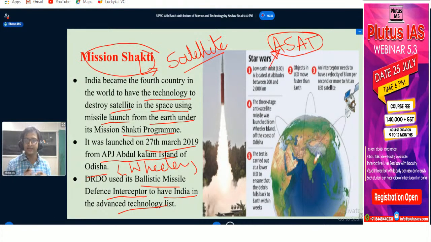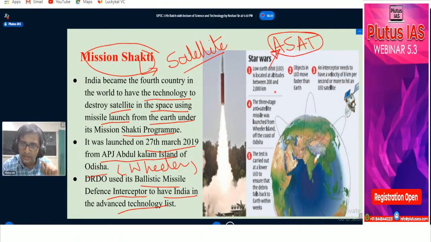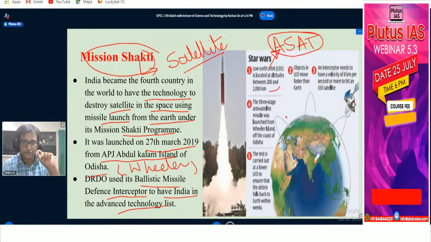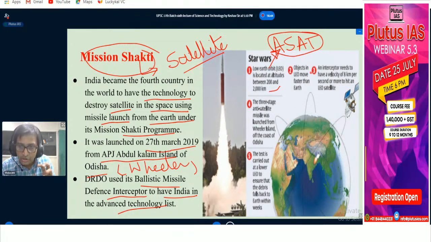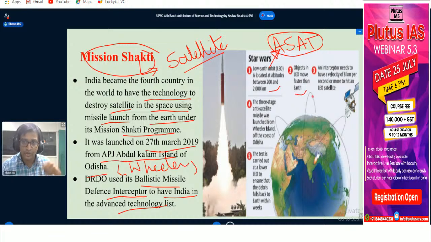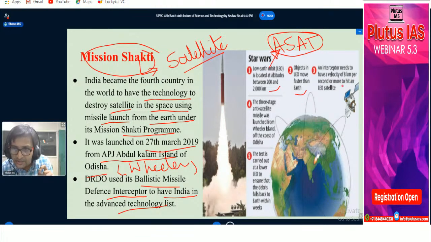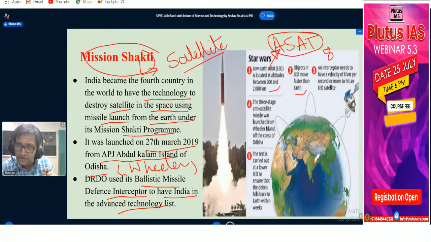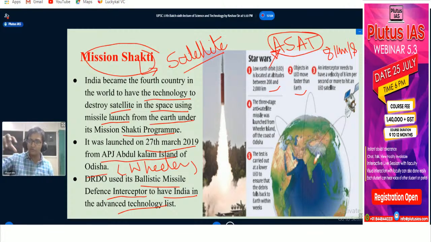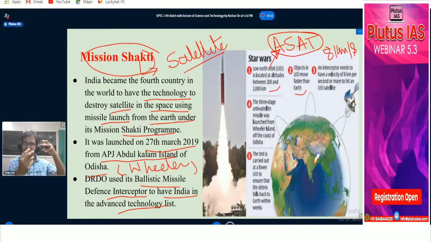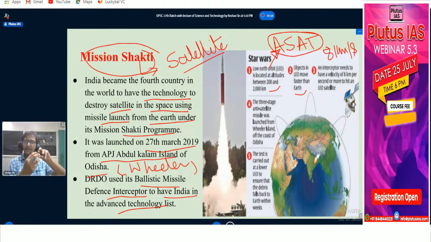this anti-satellite missile. Which type of satellite can be defunct? Only lower Earth orbit satellites can be defunct, that is 200 kilometers to 2000 kilometers. Objects in LEO move faster than Earth. You have to keep in mind that objects in lower Earth orbit move faster than Earth. That's why an interceptor must have a velocity of 8 kilometers per second. Suppose any satellite is there and you have to intercept it. It is moving at 8 kilometers per second, so your interceptor must have a velocity of 8 kilometers per second. Then only it can intercept that satellite.